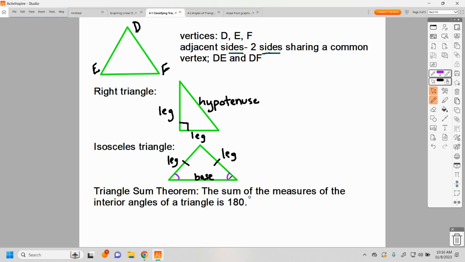Now, the triangle sum theorem. Another thing you might see is the triangle angle sum theorem. Guess what? They're the same thing. I'm going to keep it as short as possible and just call it the triangle sum theorem. It's basically saying that all the angles inside a triangle always add up to exactly 180. How do we use this? If we know two angles, we can easily find the third.